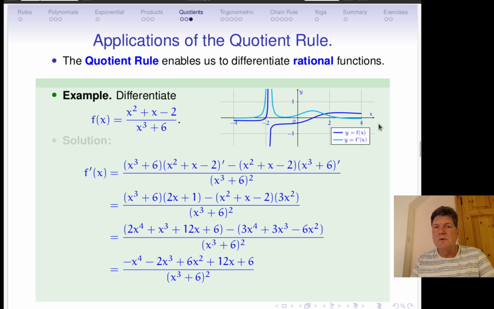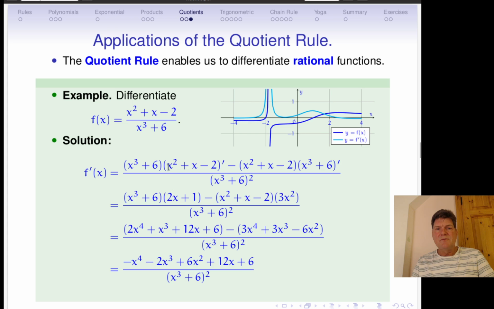Sometimes it's interesting to compare the graphs of the original function and its derivative. But as far as the calculation is concerned, this works as follows. By the quotient rule, the derivative is the bottom function, x cubed plus 6, times the derivative of the top, minus the top function, x squared plus x minus 2, times the derivative of the bottom, x cubed plus 6, divided by the square of the bottom function, x cubed plus 6.